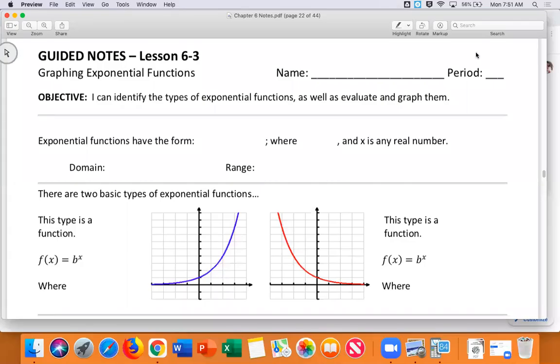All right, so this is 6.3, graphing exponential functions. So this is kind of like a little thing on its own here. And have you guys ever heard of growth and decay? Yeah. You guys have? In what context have you heard it, Neve?